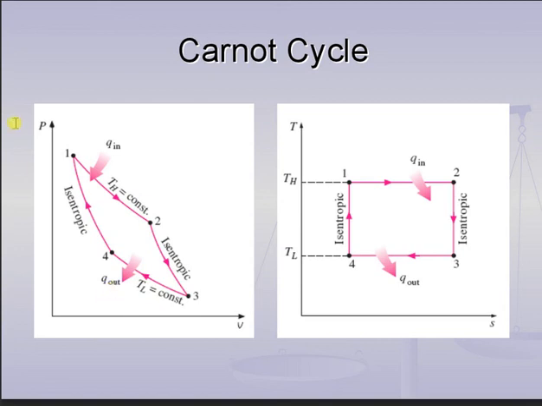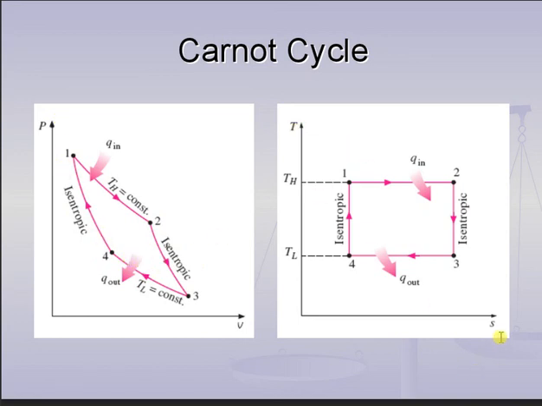Then again 4 to 1, compression exists because the volume decreases. Just take a straight line from 4 to 1 and you can see the volume decreases, and from 2 to 3 you can see the volume increases. So 2 to 3 is the expansion process and 4 to 1 is the compression process.